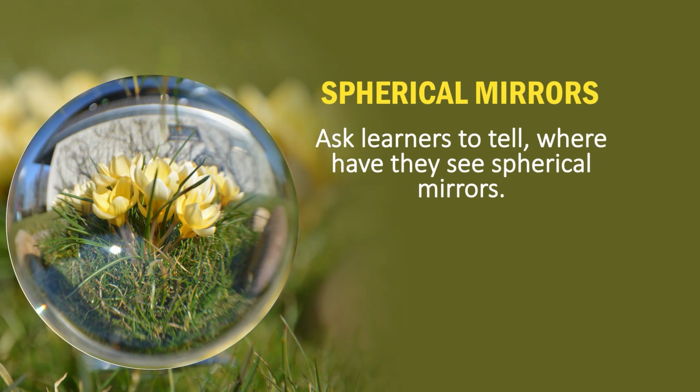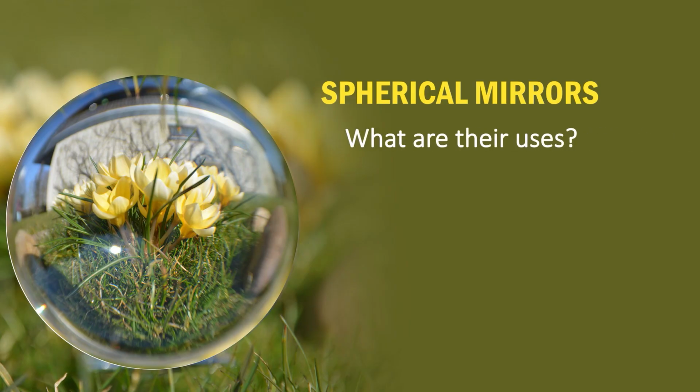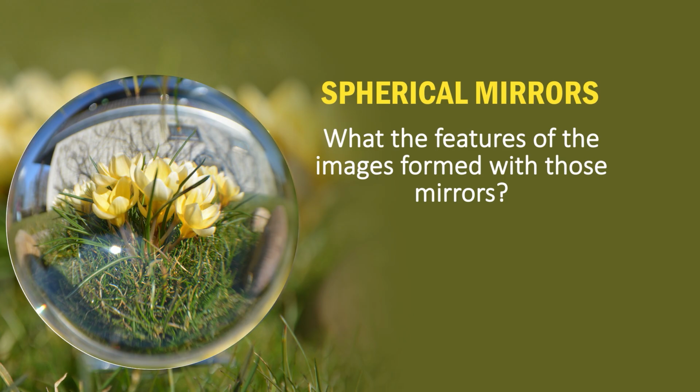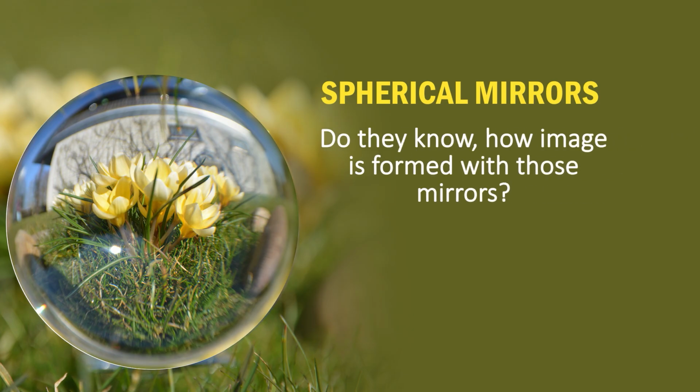When they recall these laws, now you ask them whether they have seen spherical mirrors too. Because at the elementary level, we have talked about the normal mirror. We have not talked about spherical mirrors. You ask them whether they have seen such mirrors, what the uses of such mirrors are, what the features of the images formed with these mirrors are, and whether they know how an image is formed with those mirrors. These are a few questions which you need to ask, which they need to reflect on on the basis of their daily life experiences and observations.